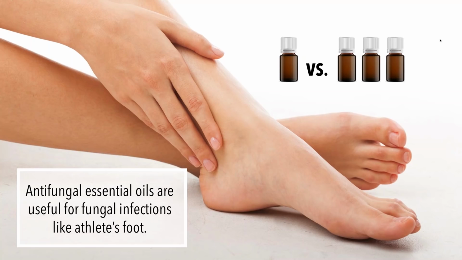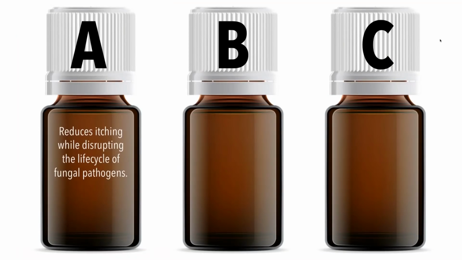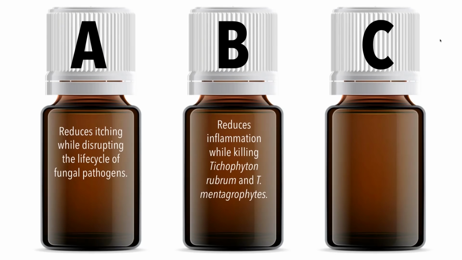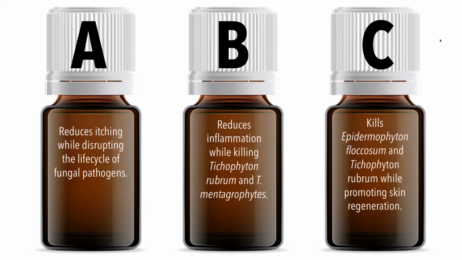Each essential oil will have a slightly different mode of action, and this makes it more likely that your blend will be effective. For example, Oil A reduces itching while disrupting the life cycle of fungal pathogens. It creates an environment where it's difficult for fungal pathogens to survive. Oil B is different. It reduces inflammation and it kills two unique forms of fungal pathogen outright. Oil C is also different. It kills different forms of fungal pathogen outright, and it also promotes skin healing. What you're going to notice is that your combination works better and faster than one essential oil acting alone.